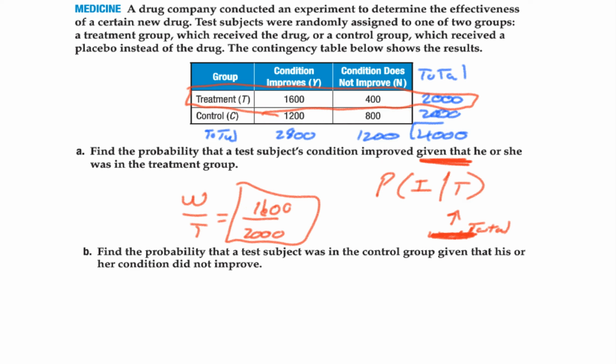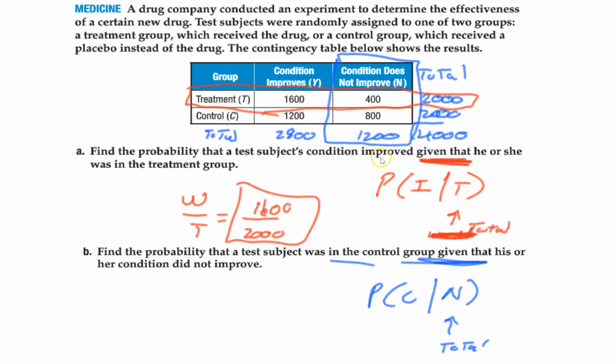Let's look at the bottom one here. Find the probability that a test subject was in a control group, given that he or she did not improve. So probability control, given that did not improve. Same idea: we know they did not improve, that's our total here. All we're looking at are the people that did not improve, so only people I care about. How many of them were in the control group? Control for that was 800. So my want over total is going to be 800 over 1200.